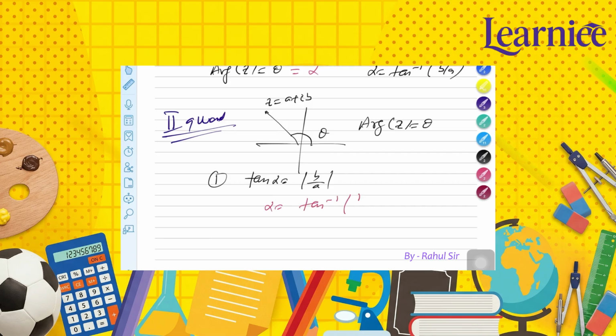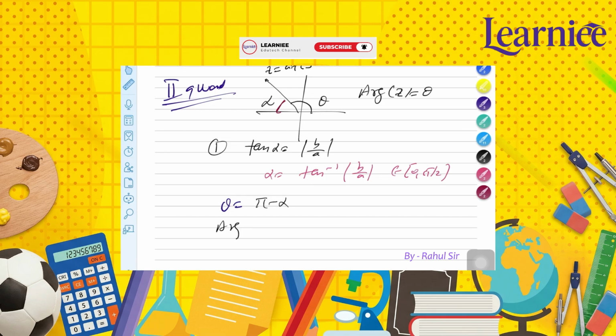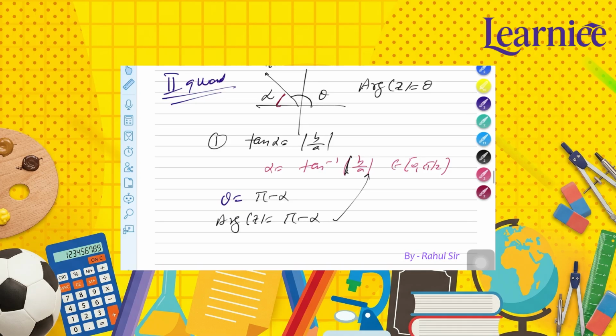So what is alpha here? Alpha here, mod b by a, is a value from 0 to pi by 2. So essentially alpha is this value. Sorry, this is alpha, and this is theta. So what is theta here? Theta here is pi minus alpha. Got it? So I can say that the principal argument of z is pi minus alpha, where alpha is given by tan inverse of the positive value of b by a.